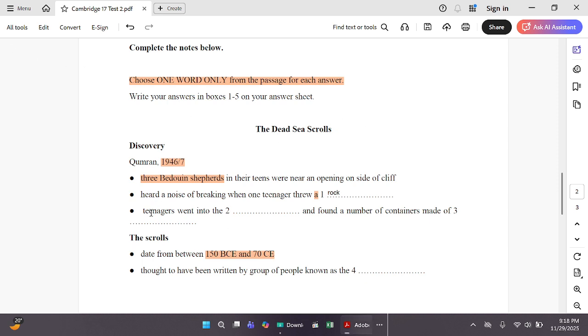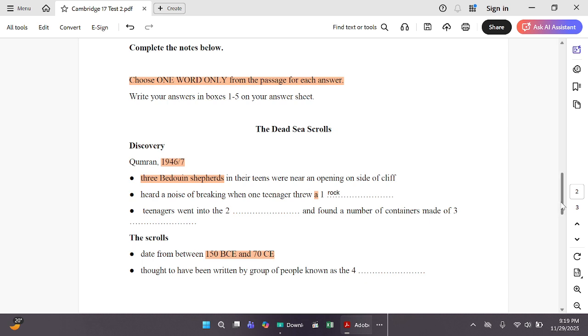And then the next question is: teenagers went into the dash and found a number of containers made of something. Okay, here we have two gaps and we have to fill in these gaps with two separate words. First of all, we have to identify where teenagers went, which is a place. So somebody who wants to visit something or go to any place, that means it must be a place or any noun that mentions a place.